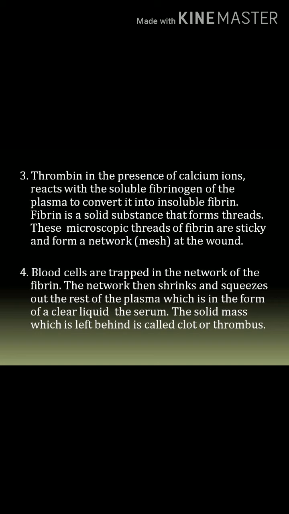Yes, here when the mesh forms, the blood cells are trapped in that mesh, and afterwards that network or mesh shrinks and squeezes out the rest of the plasma, and that plasma we call serum because there is no fibrinogen. Fibrinogen is utilized for the clotting of blood. So in the serum there is no fibrinogen content. And whatever solid mass is left behind is called a clot. So these are the steps of clotting of blood. In the diagram also you can observe a simple diagram of the clotting of blood.